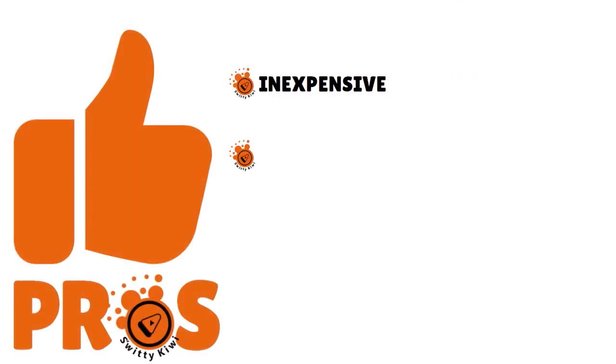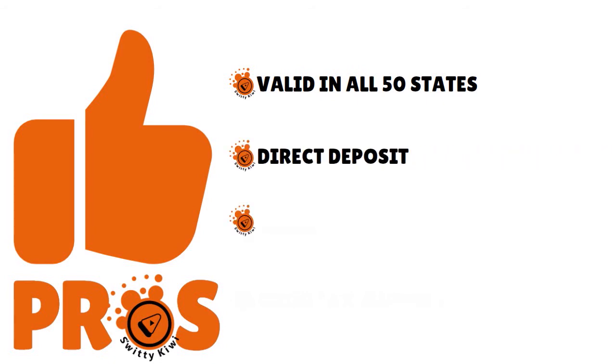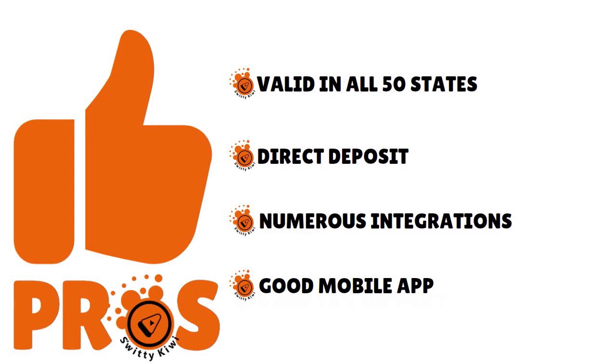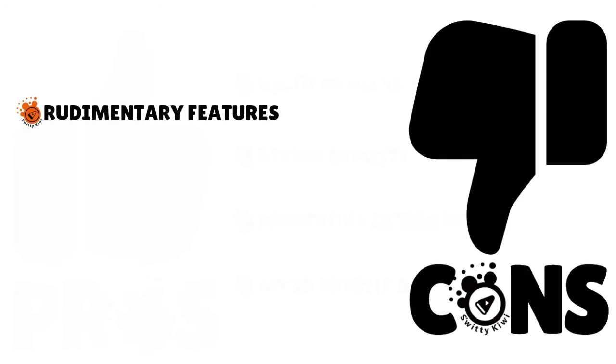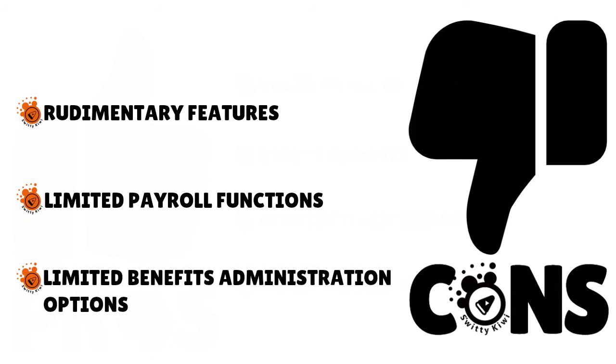What are the pros here? The pros, it's very cheap, it's very easy to use, it's basic. Honestly, don't expect any advanced features with Square Payroll. It's very rudimentary here. You do have some good tax support. It's valid in all 50 states. They offer direct deposit. They have numerous integrations and they have a good mobile app. We all know that Square is a top-notch company in other industries, but when it comes to the payroll niche, I think, at least our team thinks, that they just went for the simplistic, the most basic software tool. What about the cons of Square Payroll? So as I said earlier, rudimentary features, limited payroll functions, and limited benefits administration options.